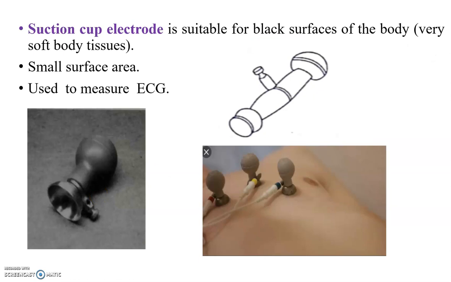So that is a very soft tissue. It occurs over a small surface area, so it is used for ECG measurement. This is a schematic view of the suction cup electrode. These two diagrams represent the 3D view of the suction cup electrode. This diagram shows where the suction cup electrodes are placed on a human body.